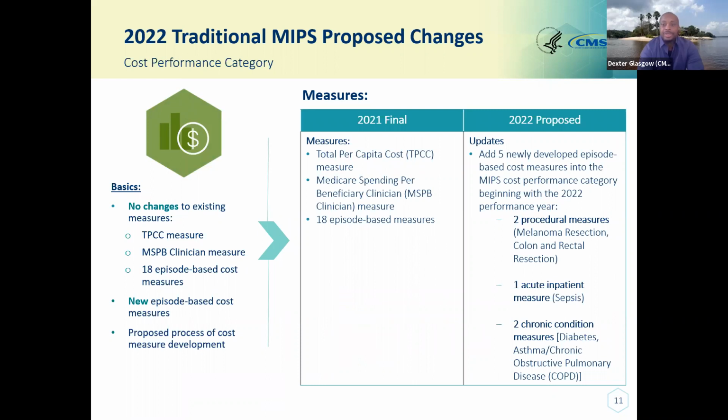Here we speak about the total per capita cost measure, the Medicare spending per beneficiary clinician measure, and the 18 existing episode-based cost measures, which remain in place as per the final rule this year, 2021. We have proposed 2 changes relevant to the cost category. The first listed here is the inclusion of 5 newly developed episode-based cost measures. These include 2 procedural measures that address mastectomy and colon and rectal resection, a simple acute inpatient measure addressing sepsis, and 2 of our first chronic condition measures addressing diabetes and COPD.